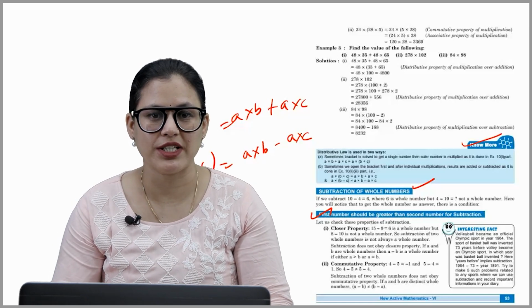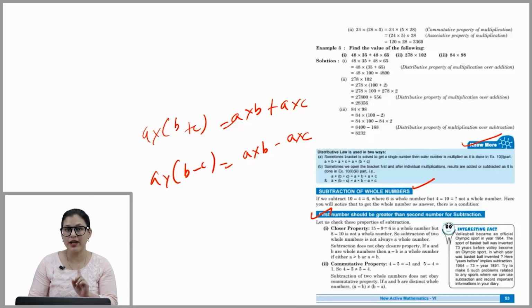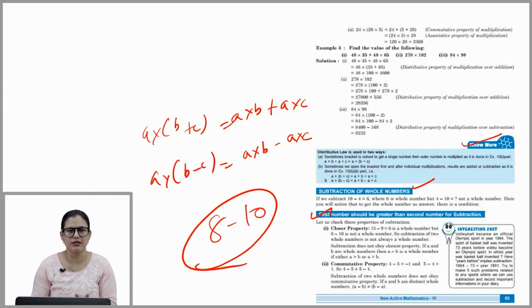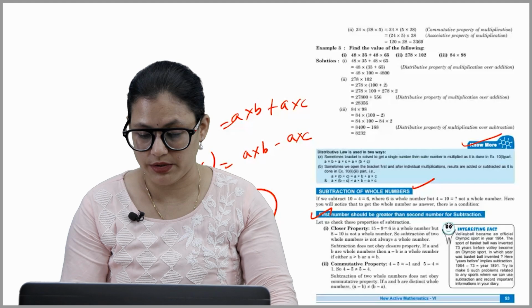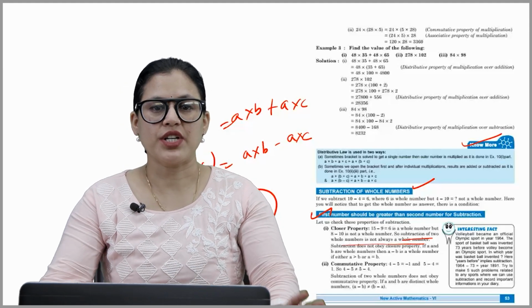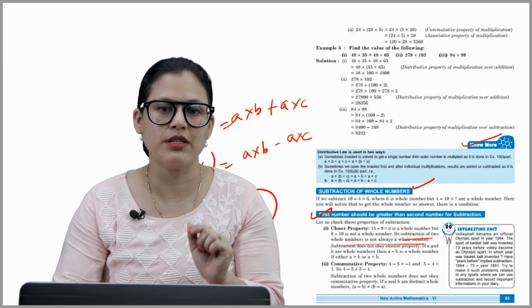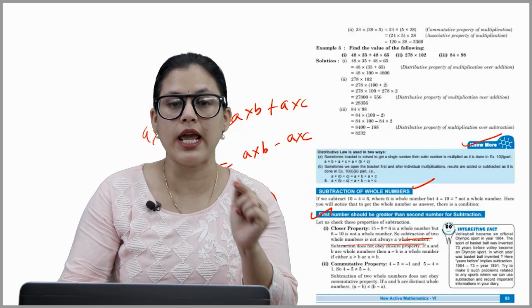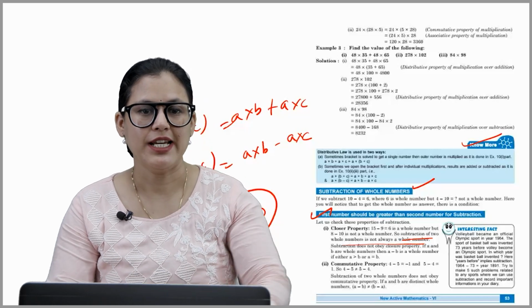Number 1, closure property. 15 minus 9 is equal to 6, a whole number, but 8 minus 10 is not a whole number, because 8 minus 10 is minus 2, which is not a whole number. So, subtraction of two whole numbers is not always a whole number. Remember that. Subtraction doesn't obey the closure property. If A and B are whole numbers, then A minus B is a whole number if either A is greater than B or A equals B, right?